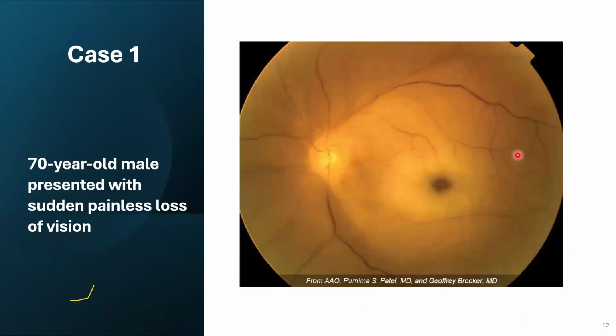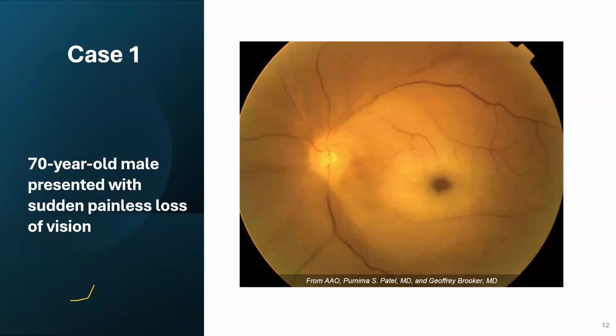Okay, let's start with this case. Let's go to the neurology cases. A 70-year-old male presented with sudden, painless loss of vision. Every piece of information in this stem is important: 70-year-old, sudden, painless loss of vision. And this is the picture of the retina. What do you see here?